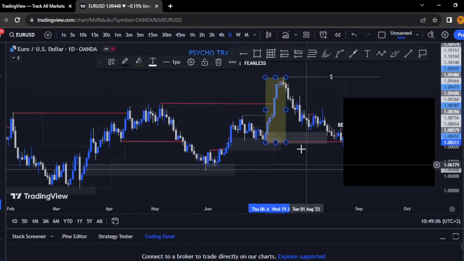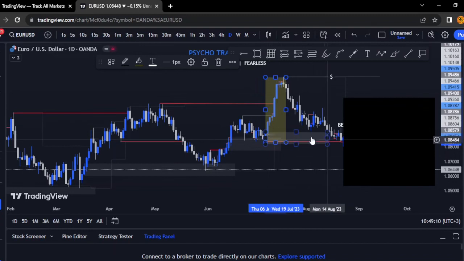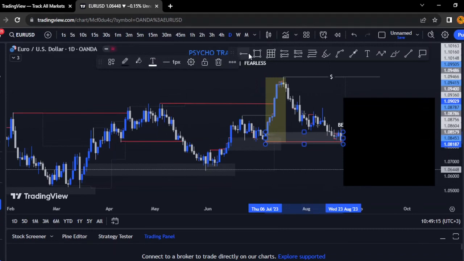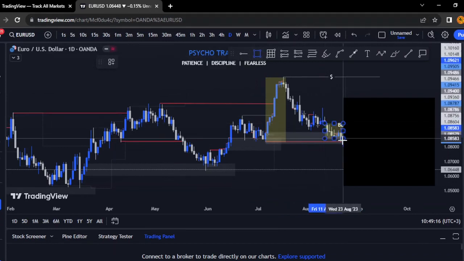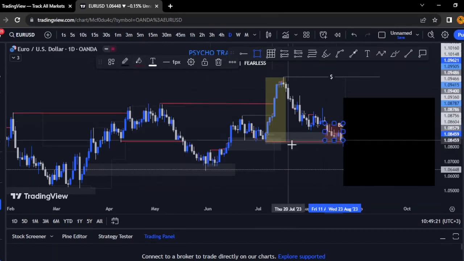Impulse. As you guys are seeing, that's our first box. Second box is the SND. So SND is mapped out properly. And the other thing I was looking for was the confirmation right here. Let me make it red. I was looking for the confirmation.